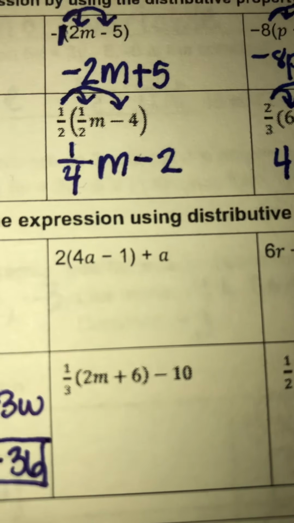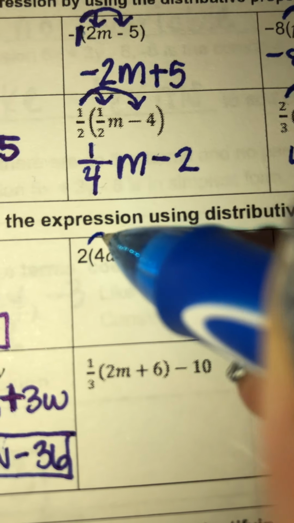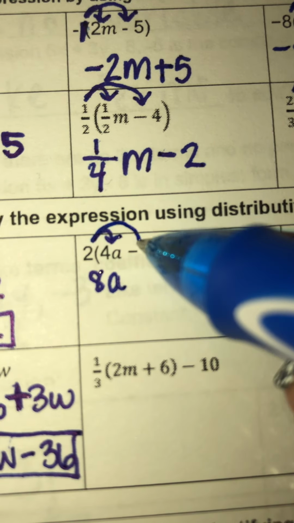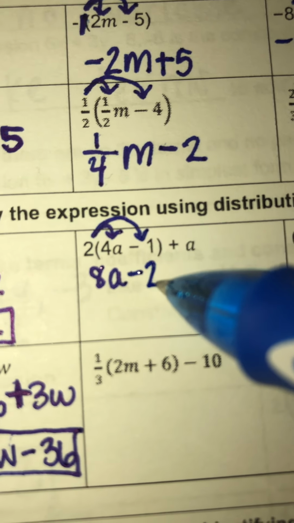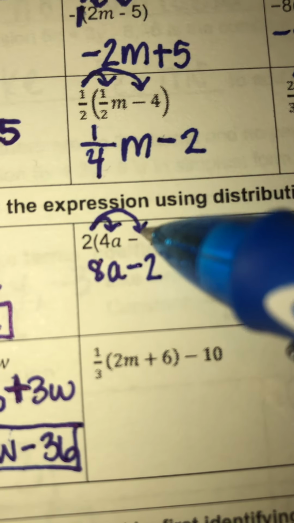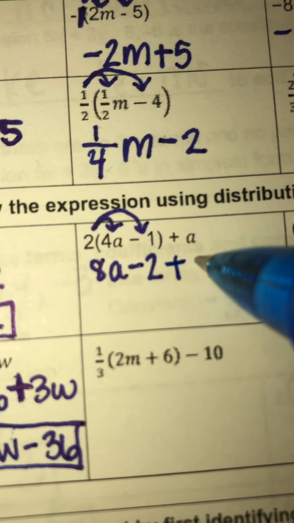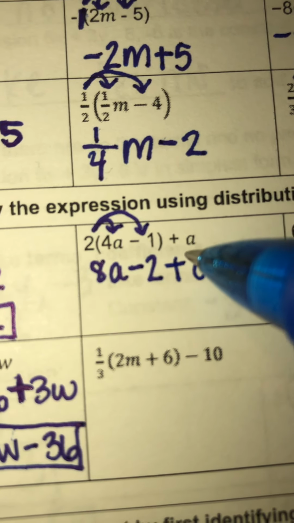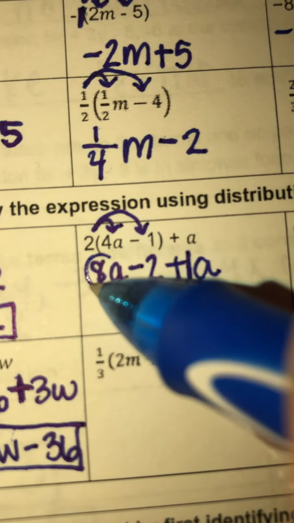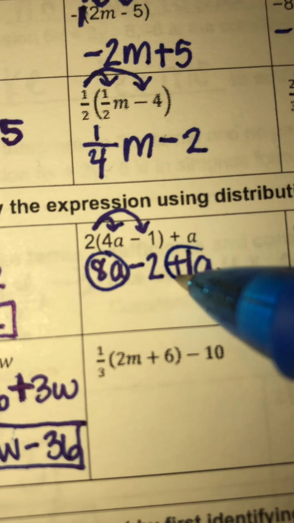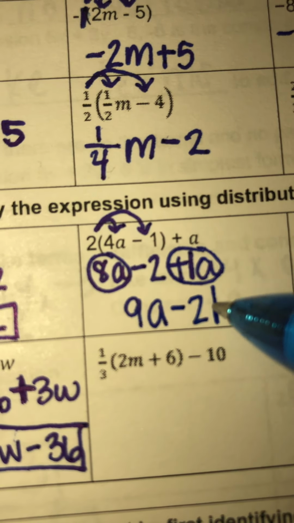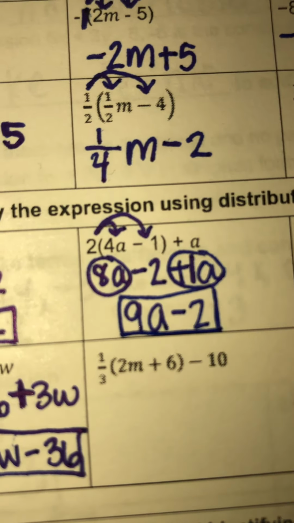Alright, next one. I'm going to first distribute to get rid of the parentheses. So 2 times 4a. 2 times 4 is 8. Don't forget the a. And then 2 times negative 1 is negative 2. And then this plus a, again, is not being multiplied by 2 because it's not inside the parentheses. So I just write plus a. Now remember, that's a plus 1a, so if you want to put the number 1 in front of it, that might be helpful when you start combining like terms. Now I'm going to combine like terms. This 8a is going to combine with this 1a, so now I have 9a. And then I just simply write that minus 2. So my answer is 9a minus 2.